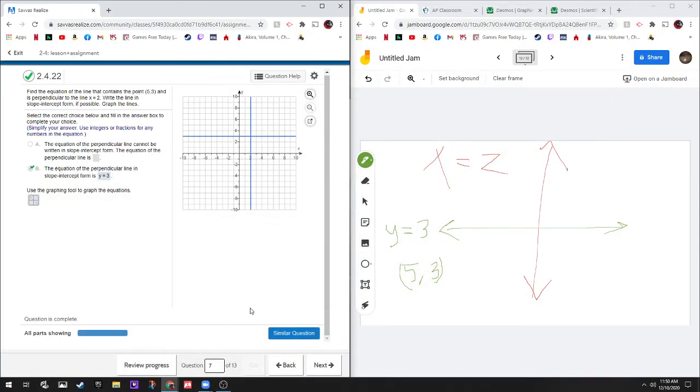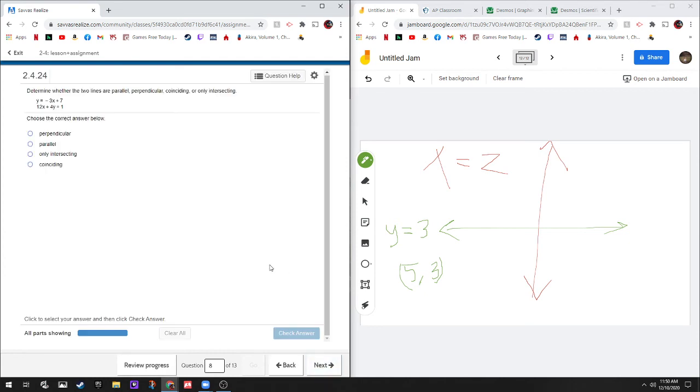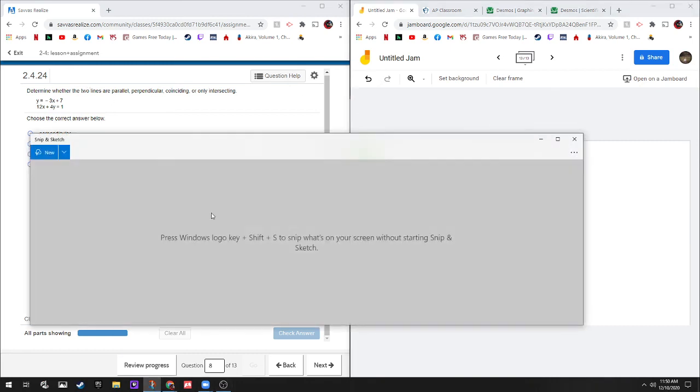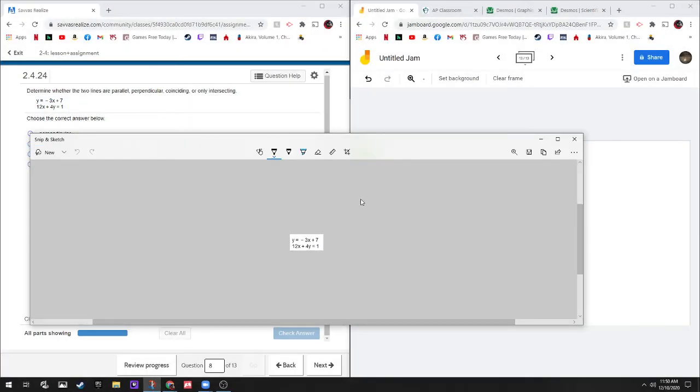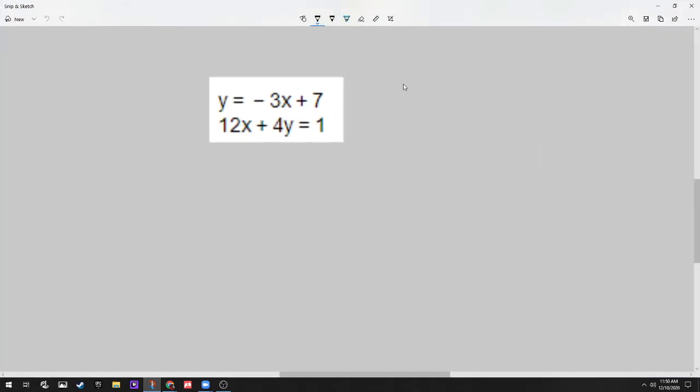Just want to make sure OBS was still going. All right. We are actually almost done. So determine whether the two lines are parallel, perpendicular, coinciding, or only intersecting. So coinciding means they are literally the same line. We can talk about how to run into that. So let's see. Boom. All right.